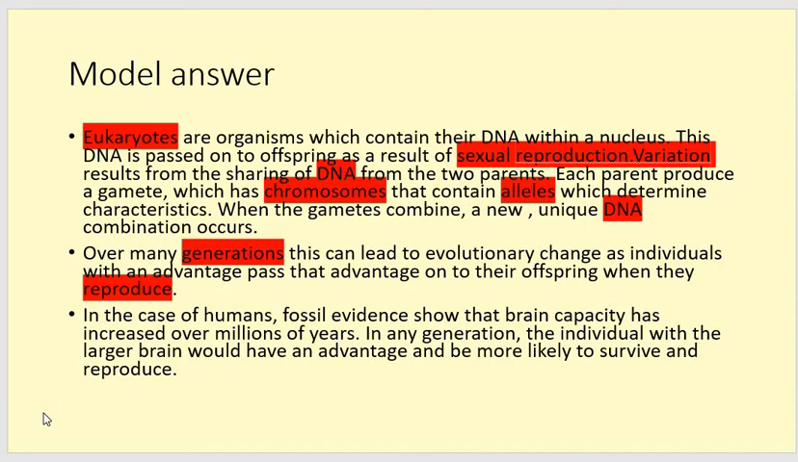In the case of humans, fossil evidence shows that the brain capacity has increased over millions of years. That's going back to the pictures of the skulls at the beginning. In any generation, the individual with the larger brain would have an advantage and be more likely to survive and reproduce. I think that covers all of it.